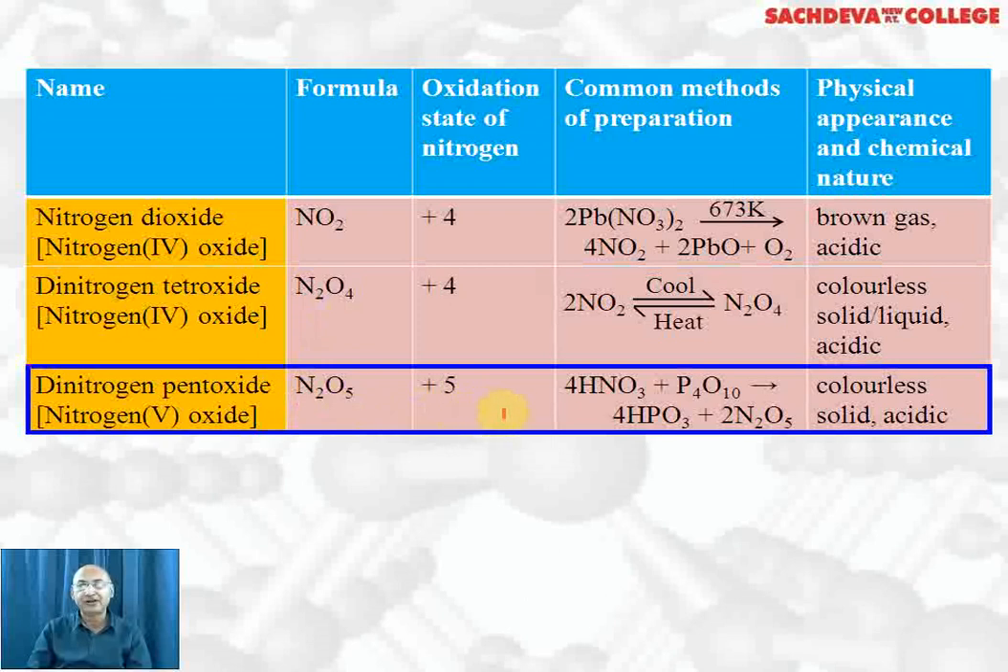N2O5, oxidation state +5, is prepared by the reaction of nitric acid with P4O10, which acts as a dehydrating agent. It removes water from nitric acid and gives N2O5 plus metaphosphoric acid, HPO3. So N2O5 is the anhydride of nitric acid. It is a colorless solid and acidic in nature.